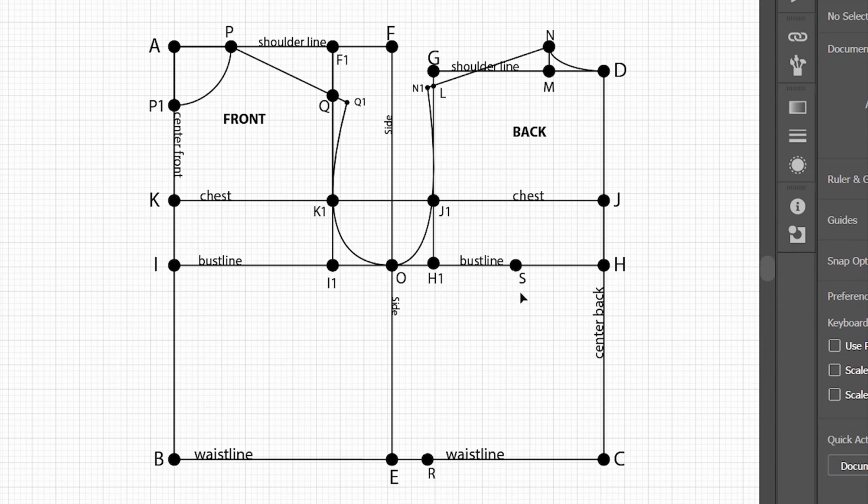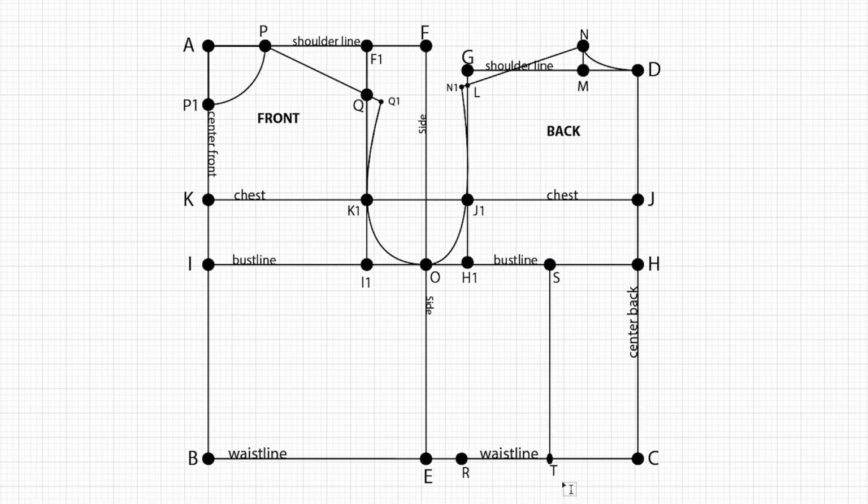All right, so now from this point S here, I want you to draw a line to the waistline, and I want you to mark that point T. All right, now from that point T, we're going to measure out the length of our dart starting at the center point of T, of course. So if your dart is 1 inch, what you're going to do is measure 0.5 inches to the left and measure 0.5 inches to the right. You want the dart to be centered from point T.